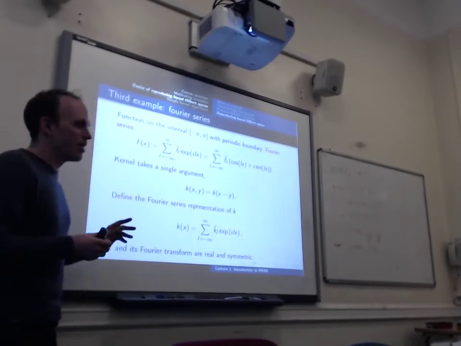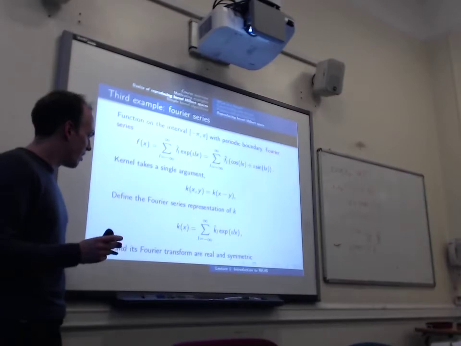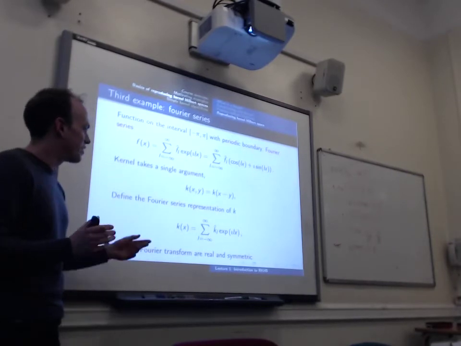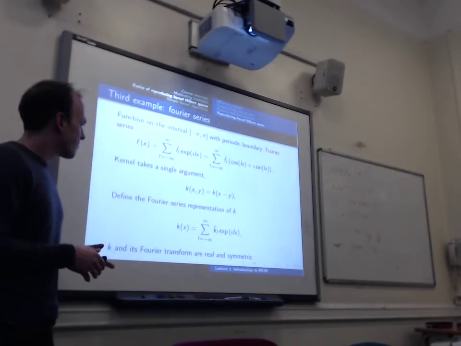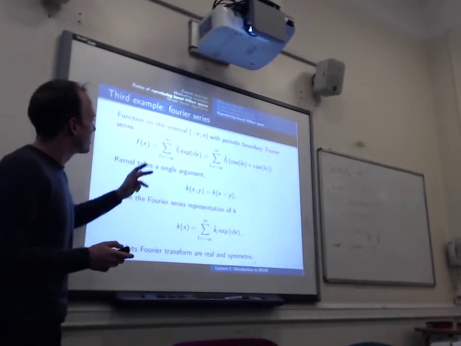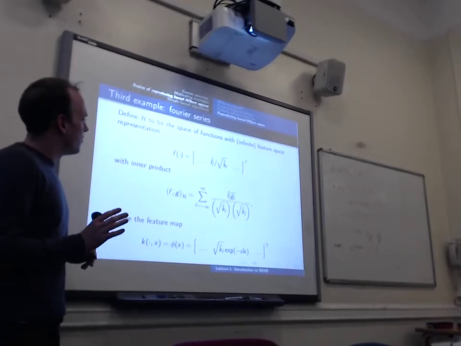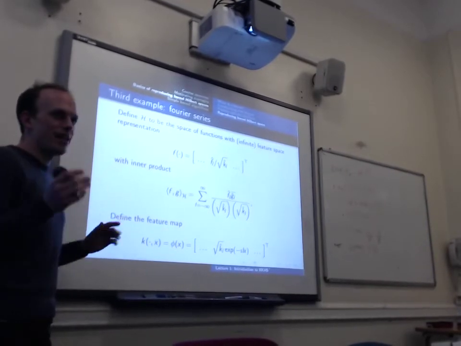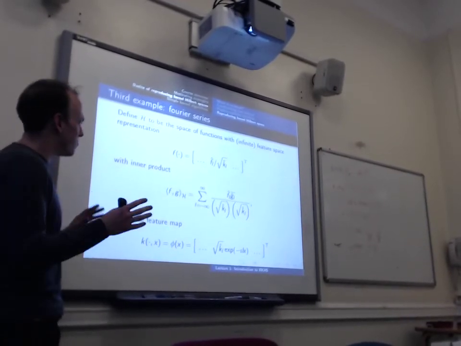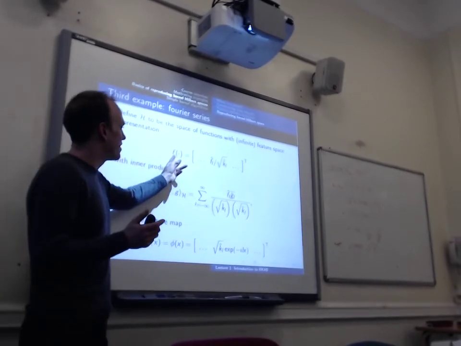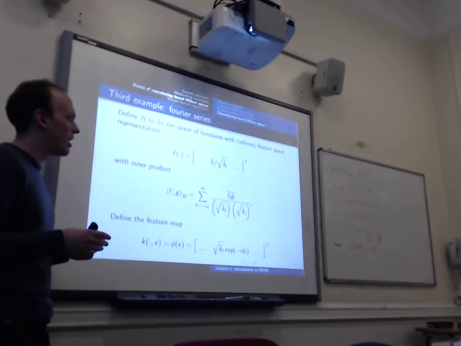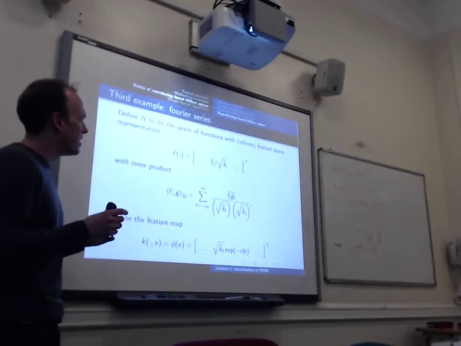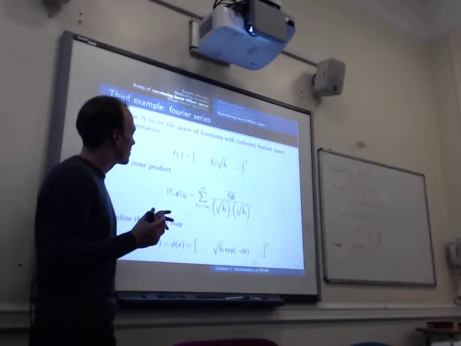Because the kernel is positive definite, I won't prove it, but k and its Fourier transform in this case is real and symmetric. So this is my kernel, this is my function. Now I'm going to define a feature vector as I did before for this function in terms of its Fourier transform, and show that all of the stuff that we need to work is going to work. So all of the things we needed for the kernel trick.